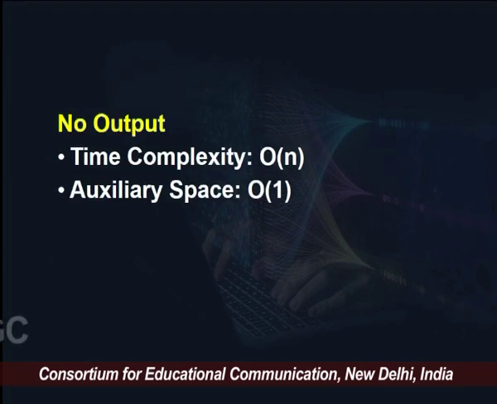Now the time complexity is order n because all the elements are to be deleted. Auxiliary space is actually not a requirement, so order 1 is the auxiliary space requirement, while time complexity is equal to the number of elements available in the list because all of them have to be cleared out.